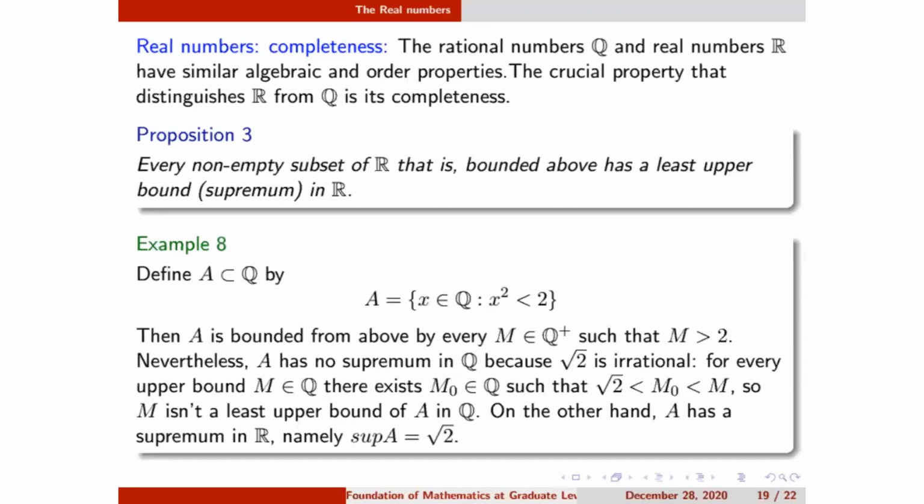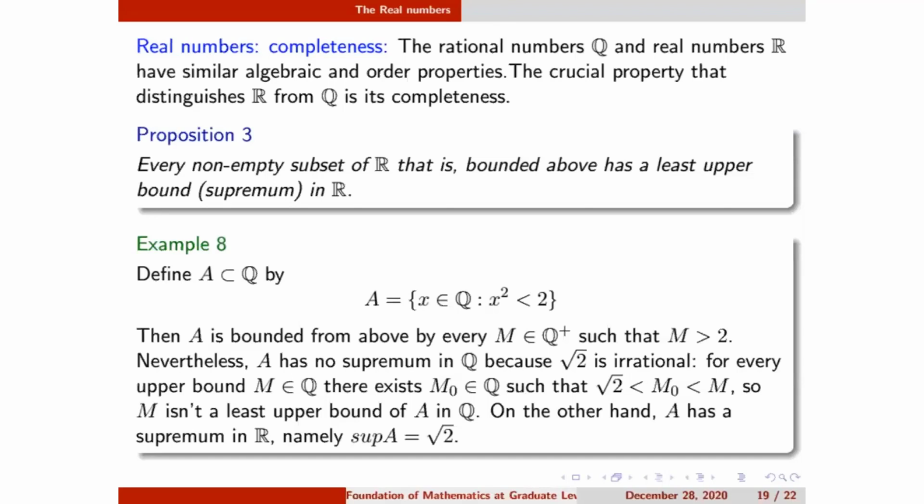If I state this completeness property for Q, suppose every non-empty subset of Q which is bounded above has a supremum in Q. This is not true for Q. Why is it not true? We have this example 8. Suppose we have a set A which is a subset of Q, defined as those elements x of Q such that x square is less than 2. Basically we can see set A is bounded. There is no element within A which is greater than 2.